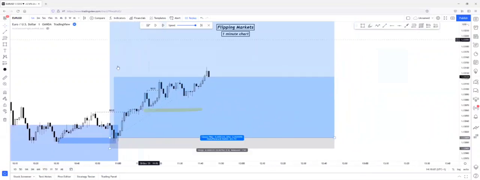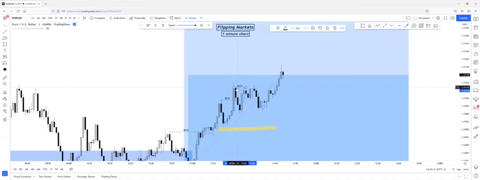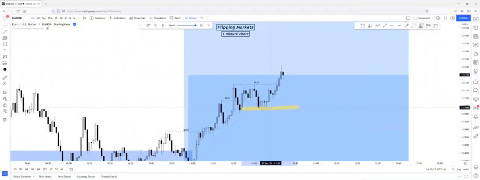Liquidity. And price broke structure to the upside again. As you can see, here's a break of structure to the upside. Also, it happened here. So I will just place my stop loss below this.